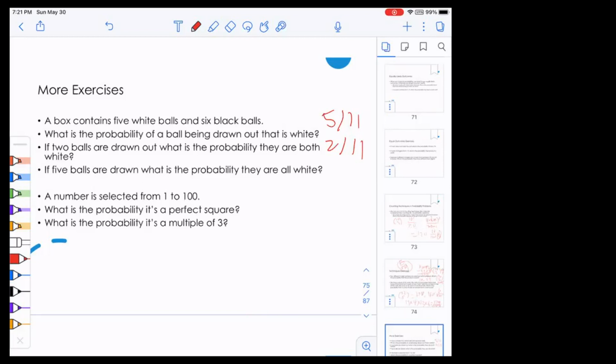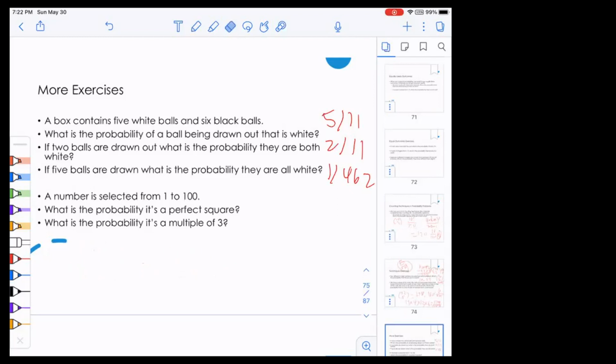If 5 balls are drawn, what's the probability that they are all white? So here we go. First, we need to find the number of ways we can choose 5 balls from 11, the number of possible outcomes. So choose 5 from 11. We will get 462. And since there's only 5 white balls, there's only one way to choose all 5 of the white balls. So we know the answer is going to be 1 out of 462 for the third one.